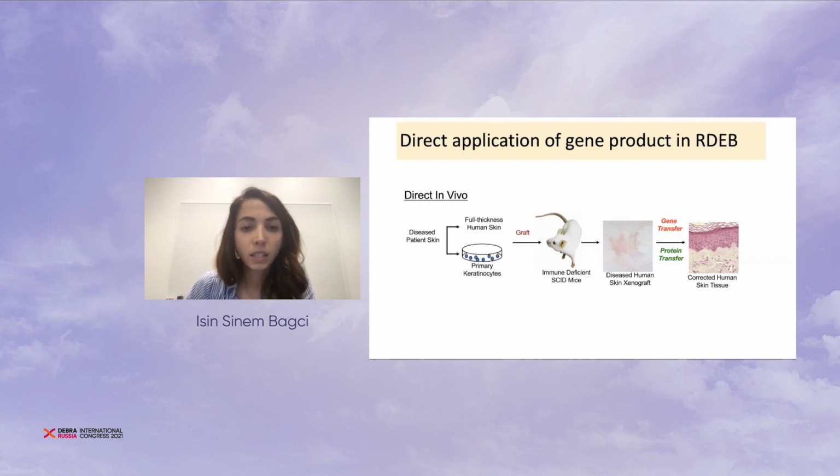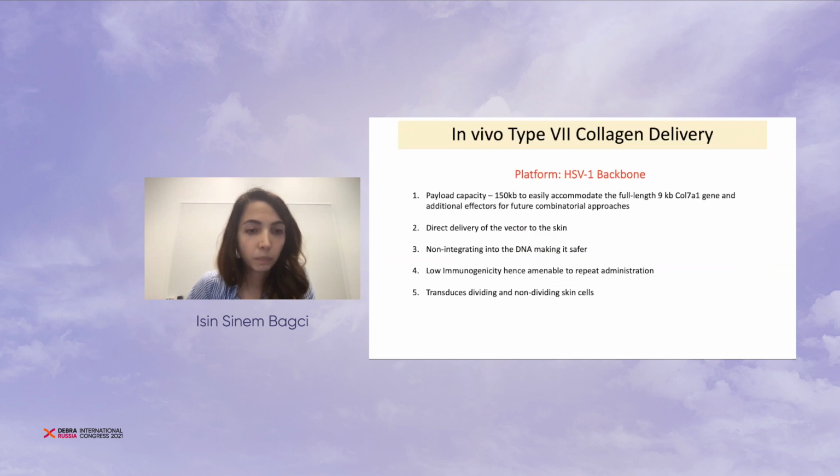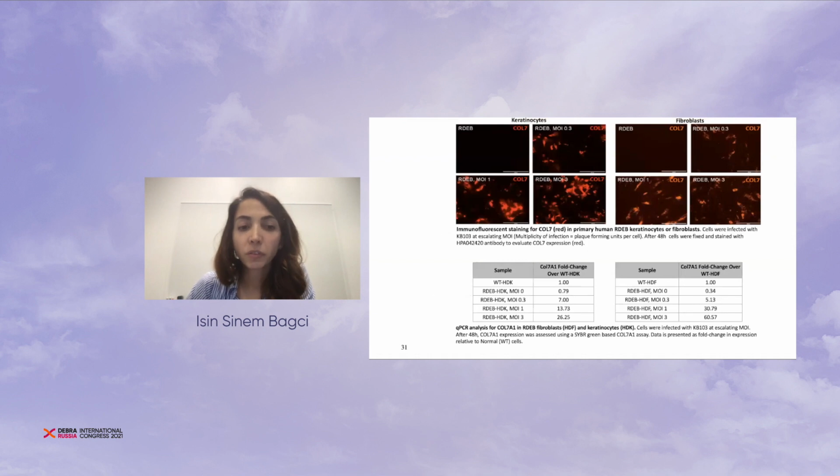To study this, RDEB keratinocytes and fibroblasts were taken from patients and grafted on mice. Then the vector carrying the gene product was applied directly on the xenograft. This system used a herpes virus vector, which is big enough to carry the collagen 7A1 gene. After correction of the RDEB cells, collagen 7 expression was shown in keratinocytes as well as in fibroblasts.